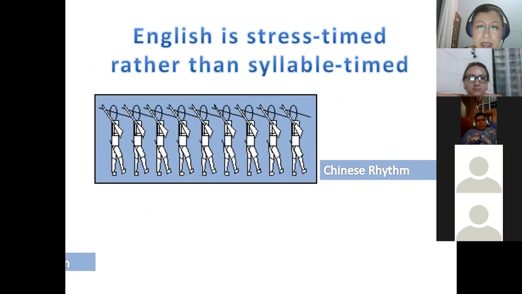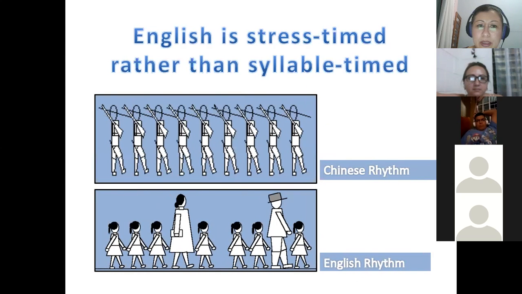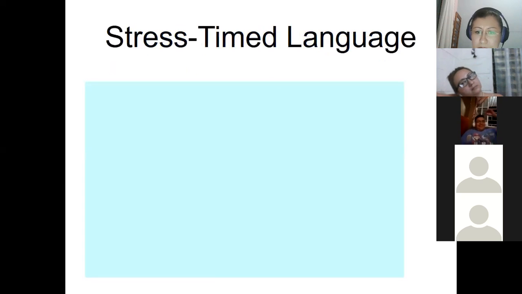Okay, so, this is the rhythm. It says English is stress time rather than syllable time. Chinese rhythm is like soldiers, right? In the same line. But the English is small, then bigger, and then small again, okay? So it's like many curves when you speak, okay? So this is the English rhythm.